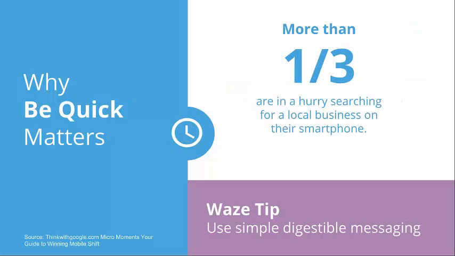And third, as you think through how to make sure your local messaging resonates with smartphone users, we suggest that you make sure your message is quick. So why does being quick matter? Well, most users on their smartphones, a third even report that they're hurrying as they search for a local business. The easier you can make it for them to see the relevant and useful information, the better.